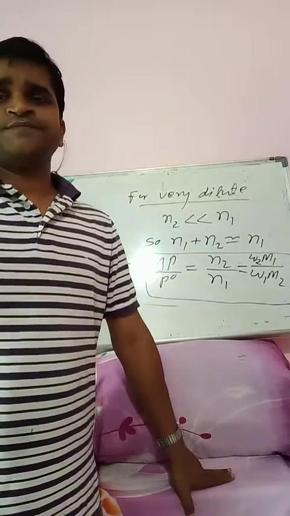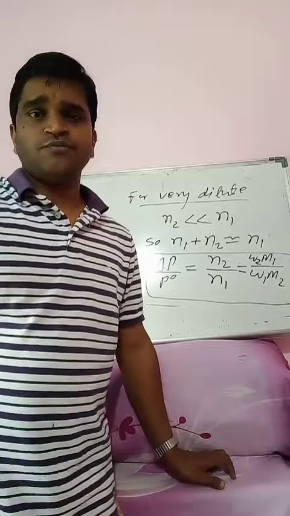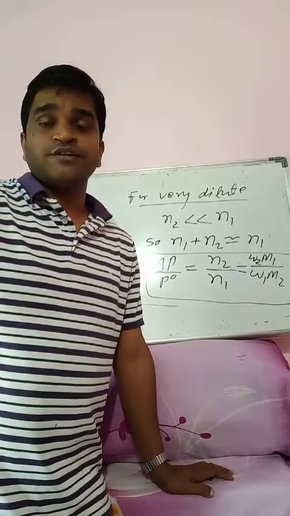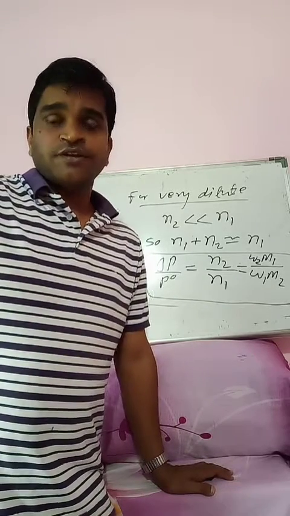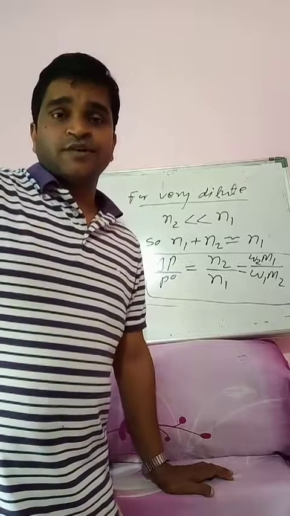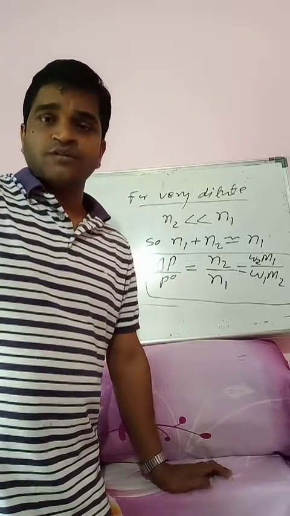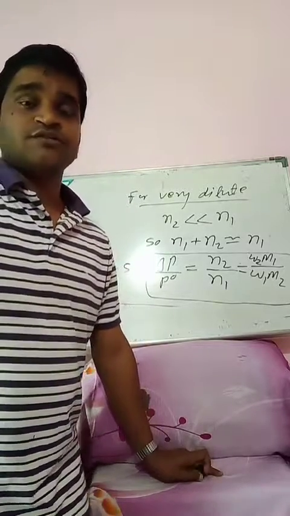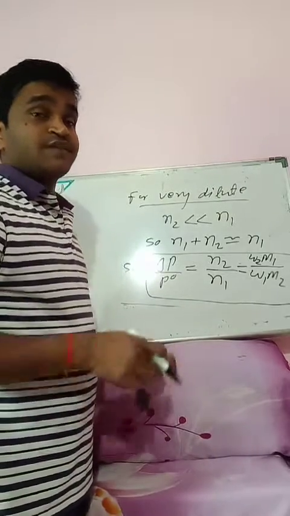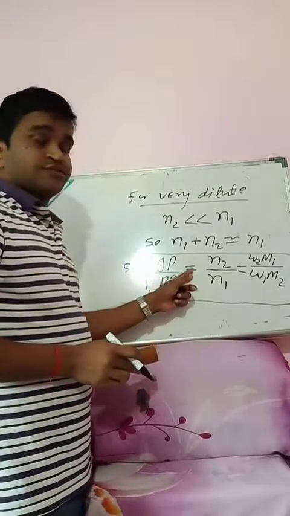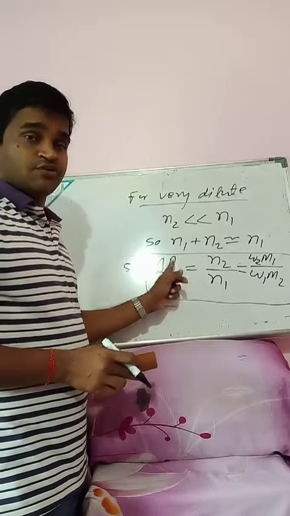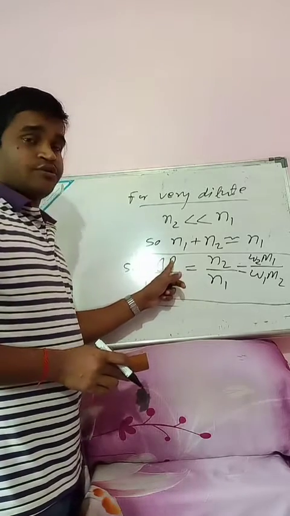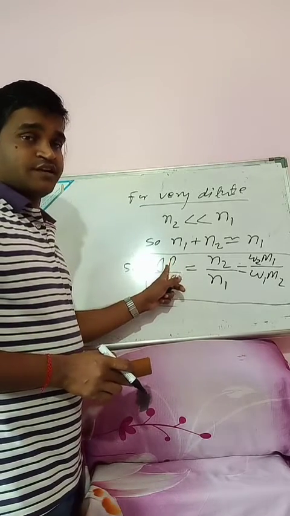Which solution is very dilute? It is known from the number of moles of solute and number of moles of the solvent. If N2 is very less as compared to N1, then we conclude that the solution is very dilute solution, for which this expression can be used to calculate the relative lowering in vapor pressure, that is delta P by P naught.